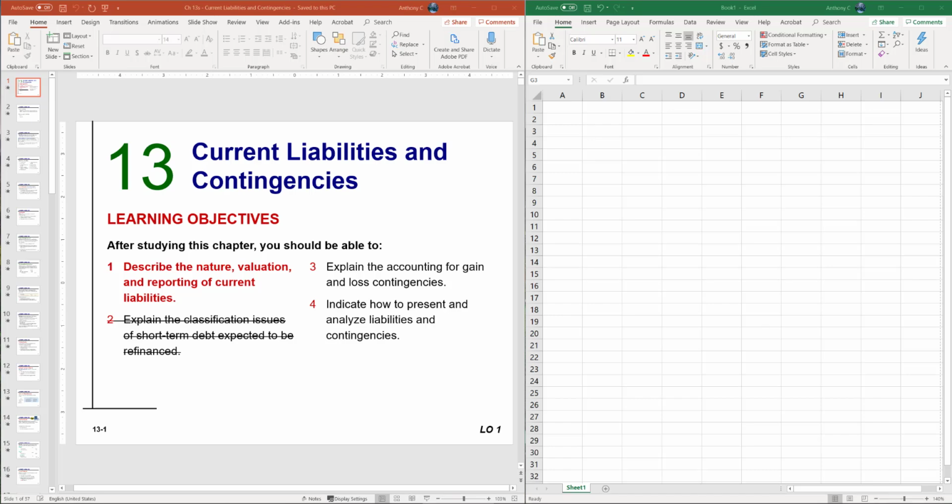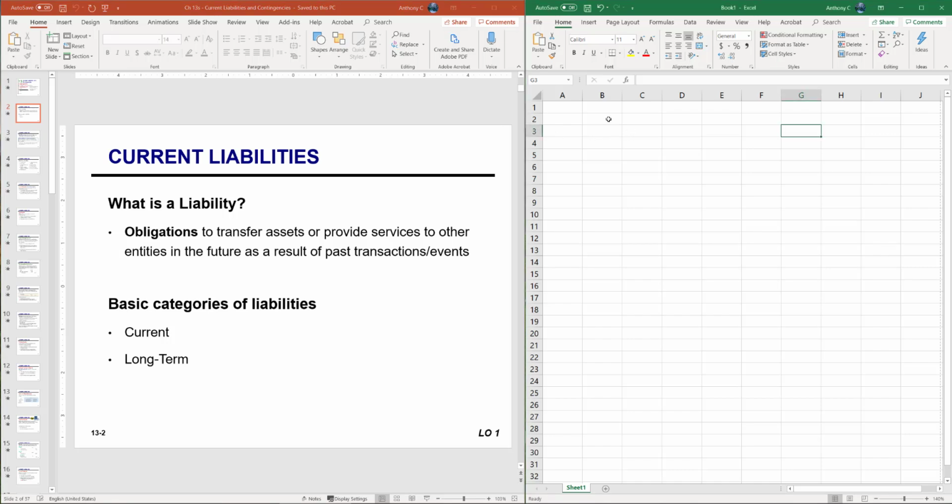In Chapter 13, we'll cover the accounting for current liabilities and contingencies. So before we get into some of the details behind liabilities, I just want to point out that in general, for any accounting item, we generally deal with four major issues.